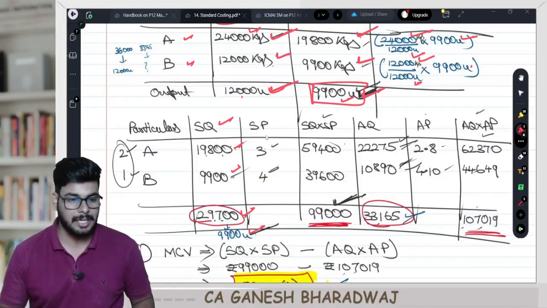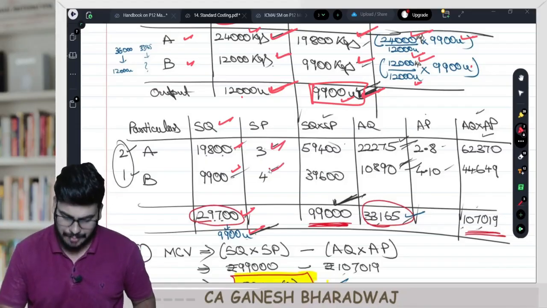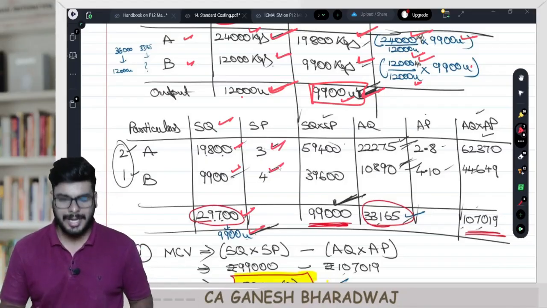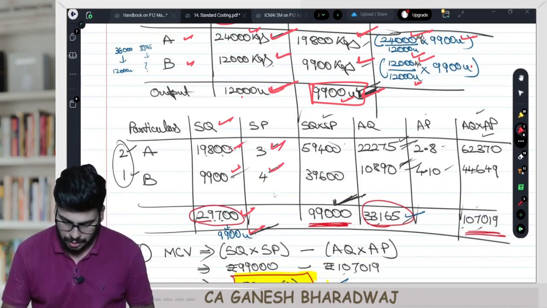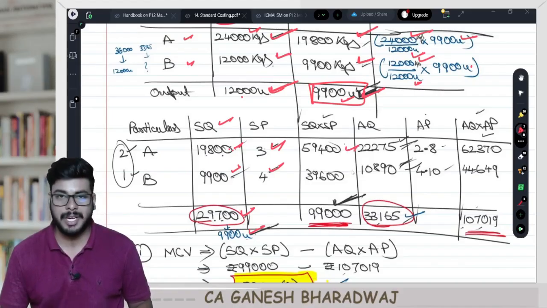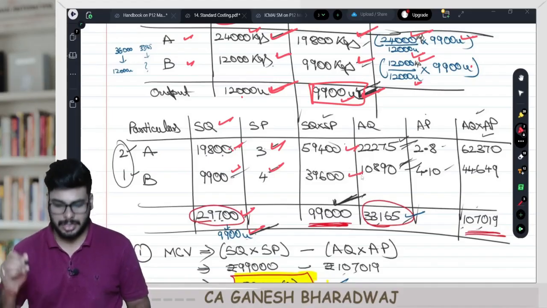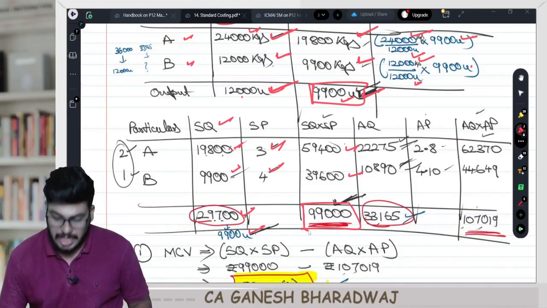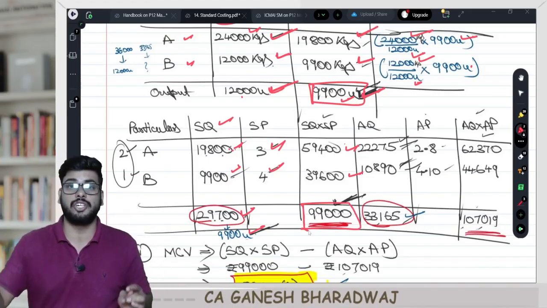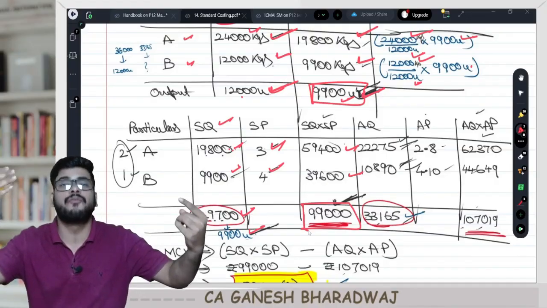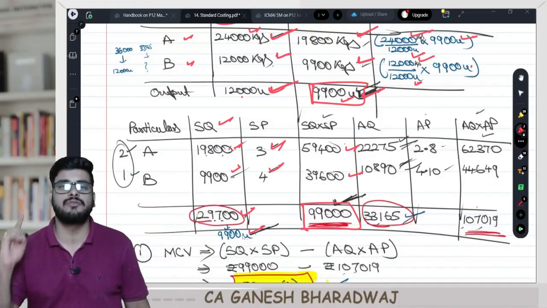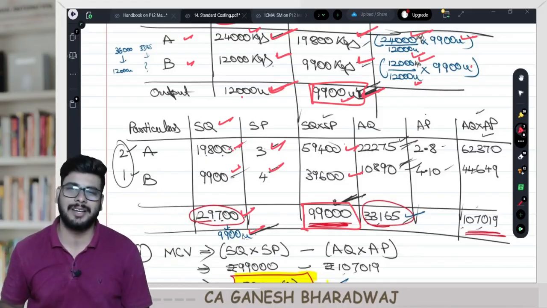Now, what is the standard price? It's given in the question, 3 and 4. These figures were given in the question, right? Let us multiply the two because we anyways will be needing this figure: standard quantity into standard price. If you multiply this, you get 59,400 and 39,600. If you add up the two, totally 99,000 rupees is the total raw material cost you should have incurred for an actual output of 9,900 units. This is the meaning. Are you clear with this, guys?